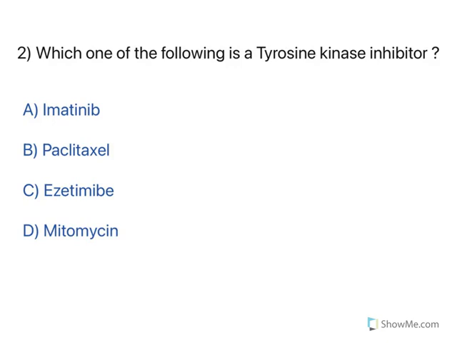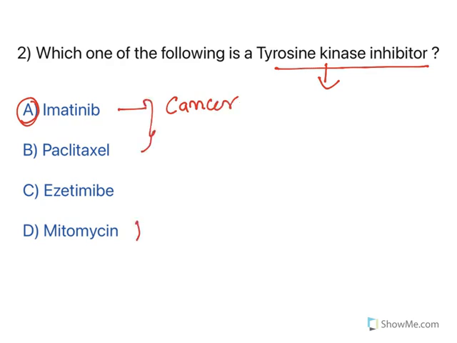Now, which one of the following is a tyrosine kinase inhibitor? The tyrosine kinase enzyme is inhibited by imatinib mesylate. It is used to treat cancer. All these three drugs are used to treat cancer, but the tyrosine kinase inhibitor is imatinib. Whereas paclitaxel and docetaxel are plant-related drugs which are used to inhibit cell multiplication. Mitomycin also causes DNA fragmentation.